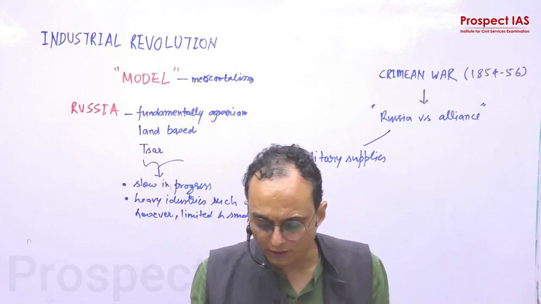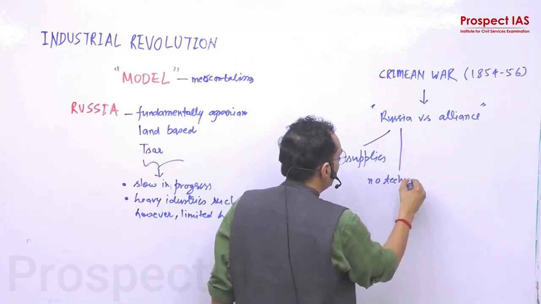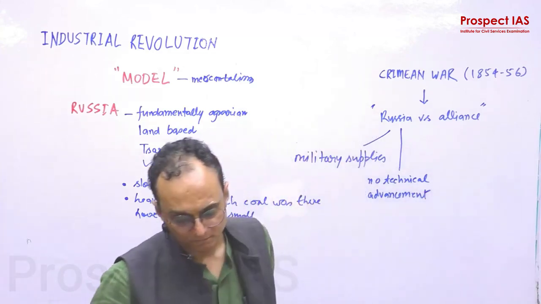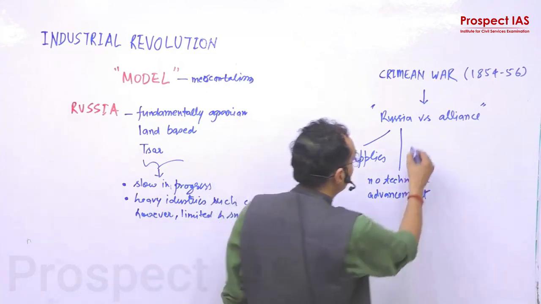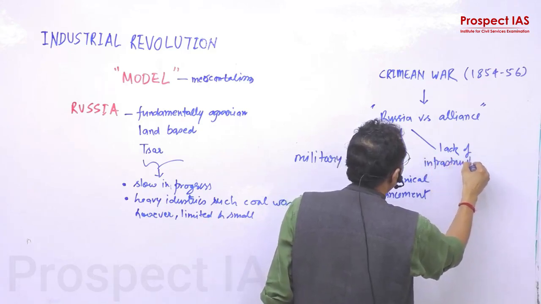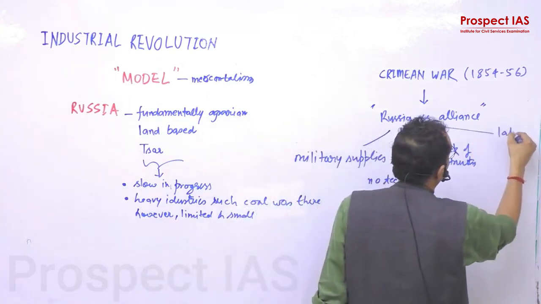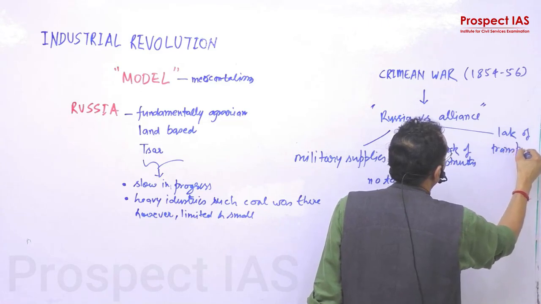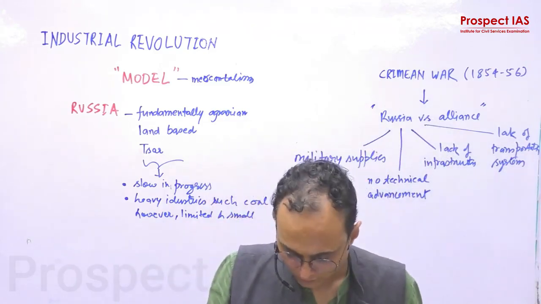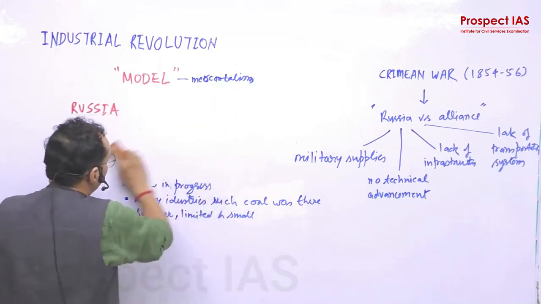And number two, there was no technical advancement in Russia. Number three, lack of infrastructure in the country. And number four, lack of transportation system. So those were the factors which pushed the Russian industrial revolution.